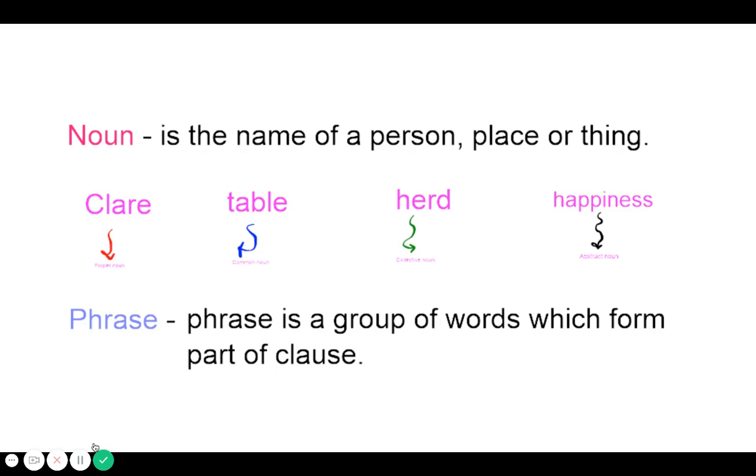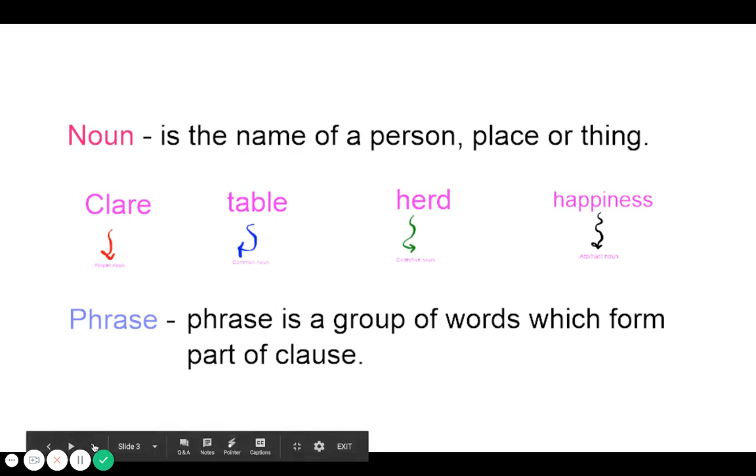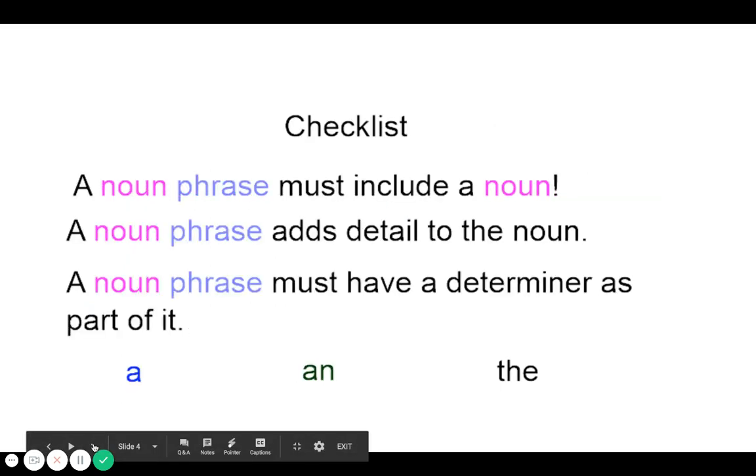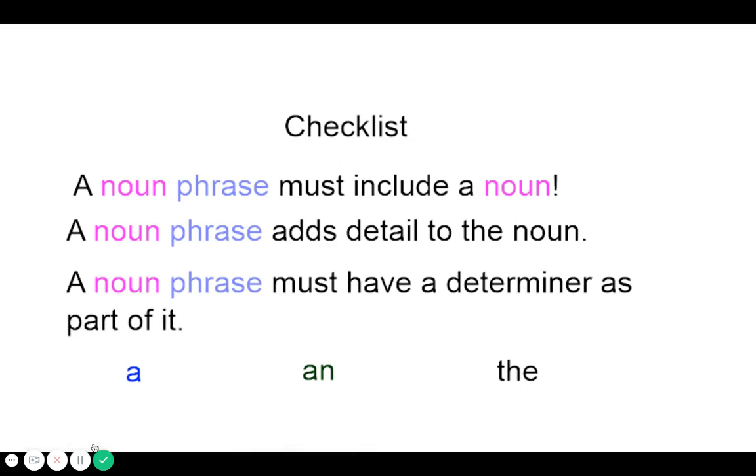And then we've got a phrase, and you guys are amazing with phrases. So you know that a phrase is a group of words which form part of a clause. And more importantly, we know that a phrase is a group of words that do not make sense on their own. So, when we are trying to identify noun phrases, it's really important that we think of this checklist, and it makes it really straightforward. So here we go. Let's read through them.